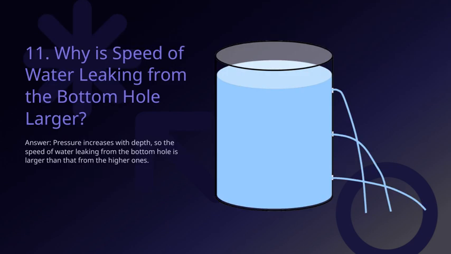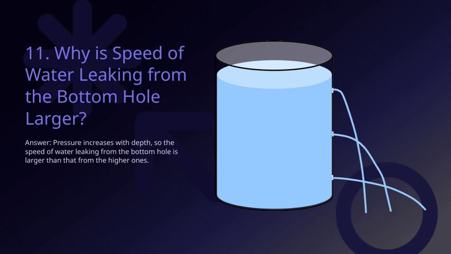Now, let's explore why the speed of water leaking from the bottom hole is larger. The key idea here is that pressure increases with depth. As you go deeper into a fluid, the pressure exerted by the fluid above increases as well. This means that water at the bottom experiences a greater pressure compared to water higher up. Because of this increased pressure at the bottom, the water is pushed out with more force, leading to a higher velocity or speed when it leaks from the bottom hole.